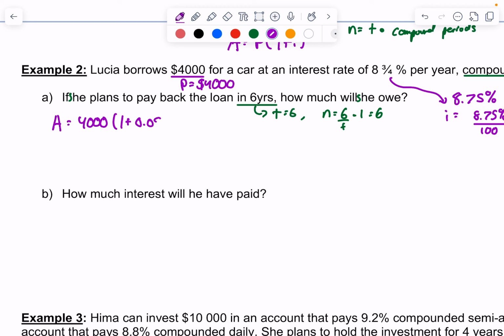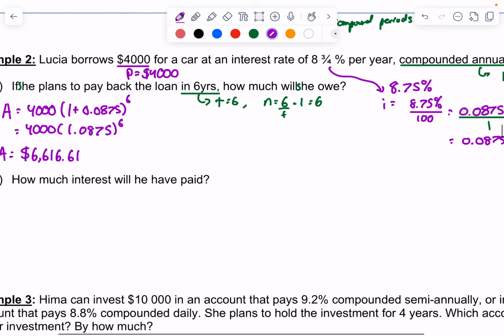So 0.0875, nothing changes there because it's going annually. And then to the power of 6. So if you do your math, make sure you're cleaning up the bracket first. So it's 1 plus your interest, because you have to do this first before you put it on your calculator. So 1.0875 to the power of 6. And you multiply that by 4,000, and you will get a future amount of $6,616.61.